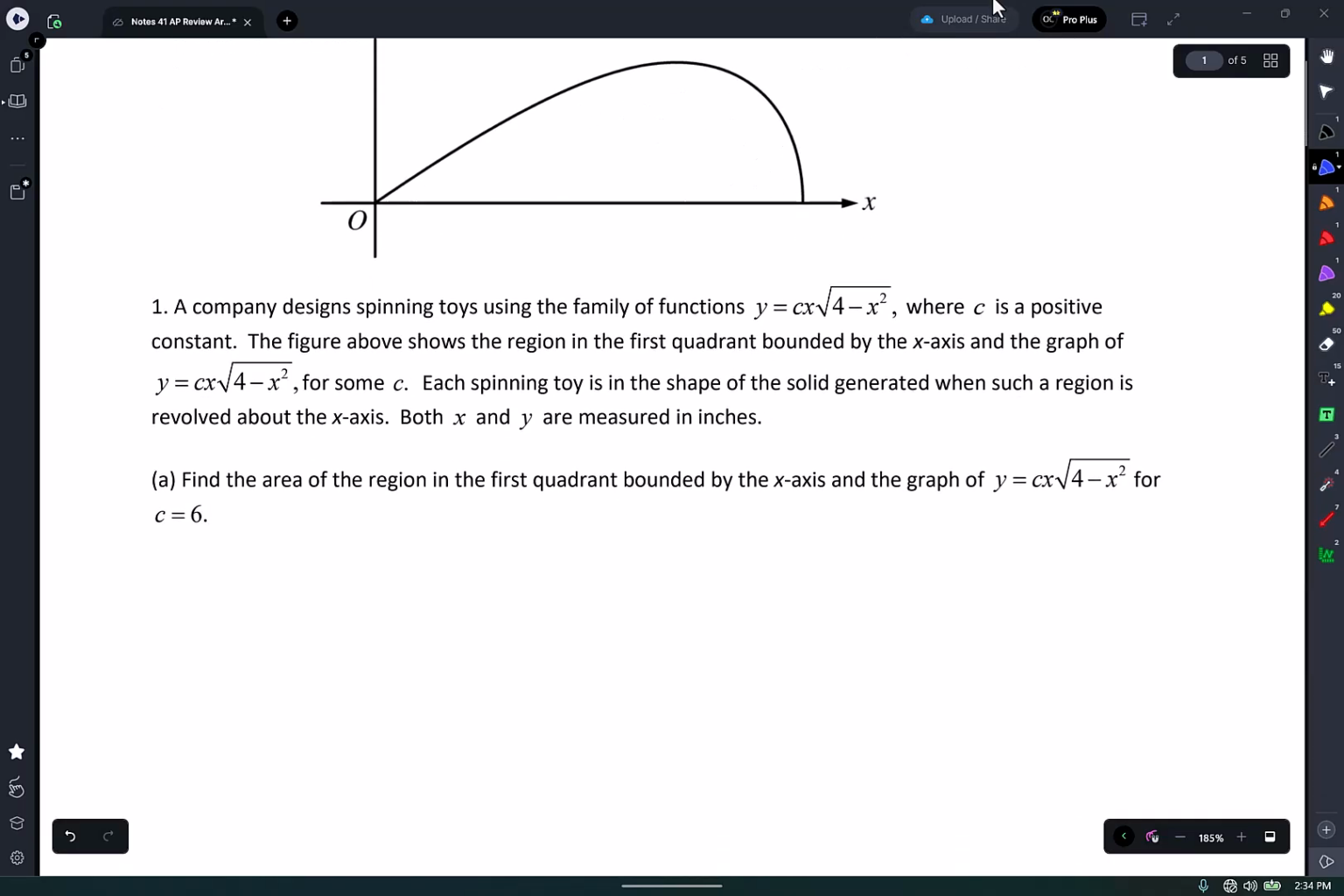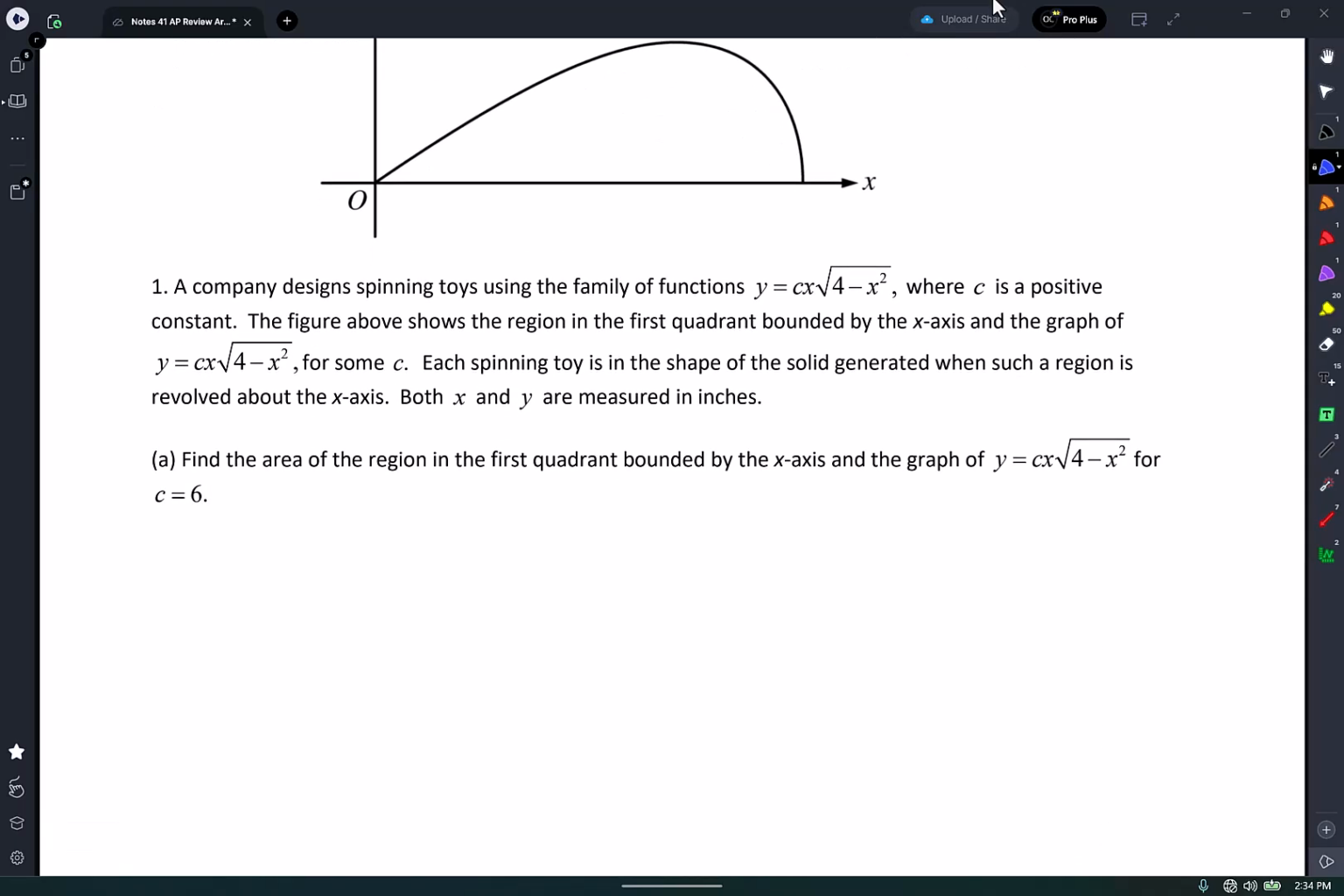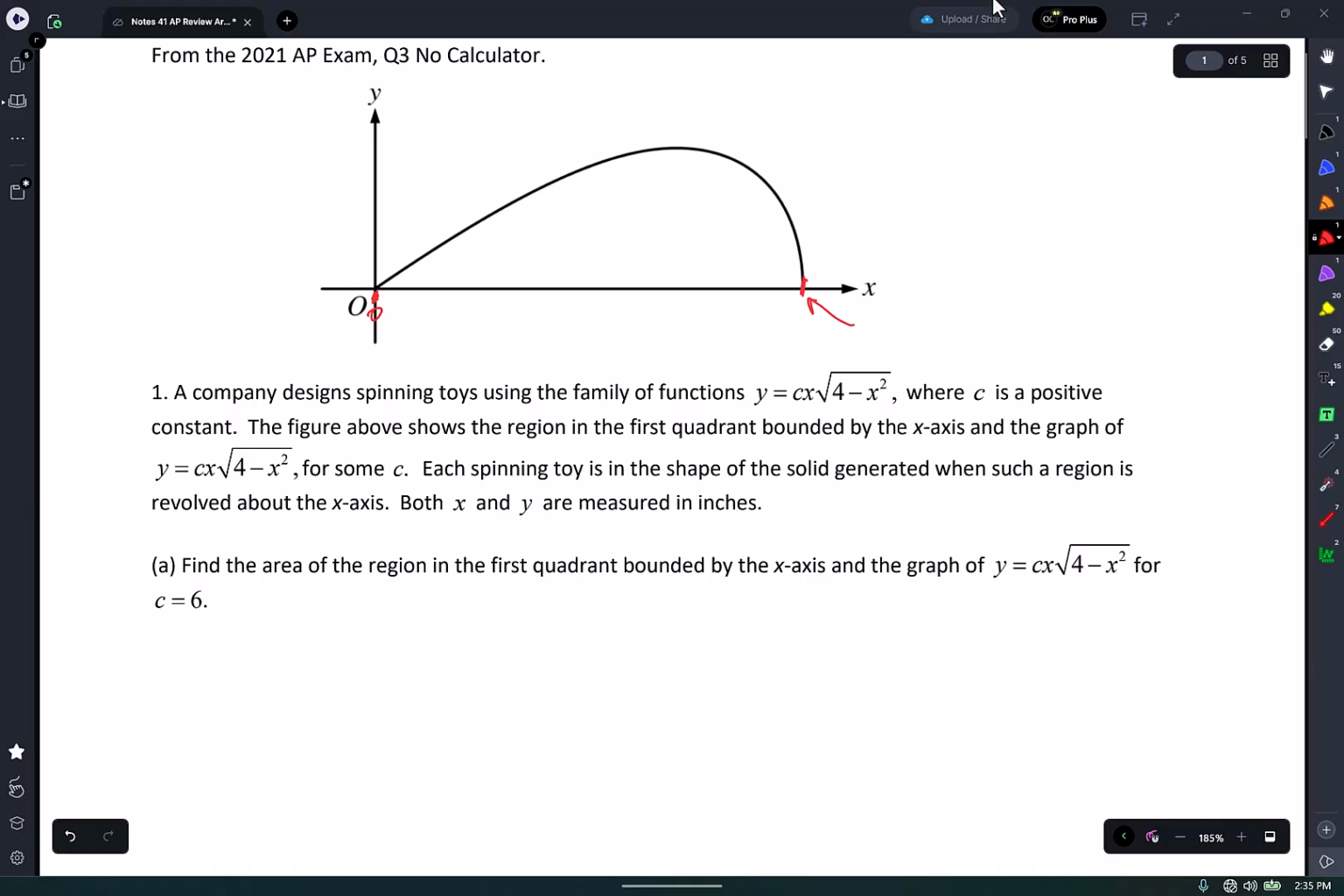Okay, letter A. Find the area of the region in the first quadrant bounded by the x-axis and the graph y equals cx squared of 4 minus x squared for c equals 6. Okay? They're not asking anything crazy. Area under the curve. We've been doing that a long time now. So all I got to do is find, I know that the starting point is 0 here. I got to find what's the x value of that. And I know that I'm integrating this curve to find this area.